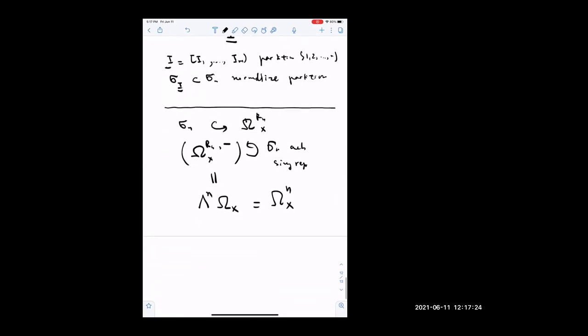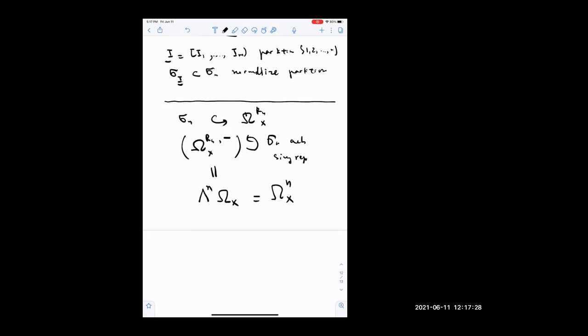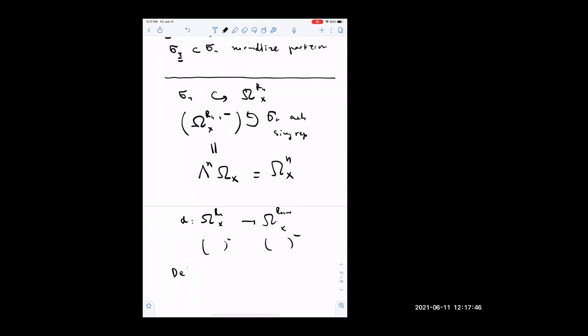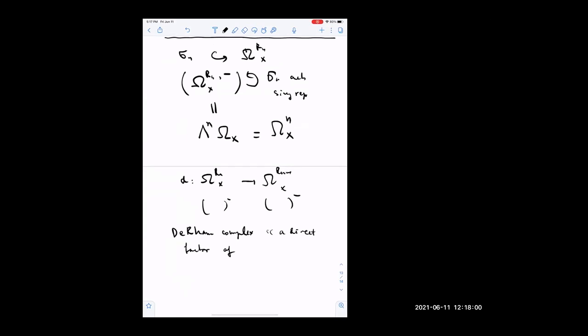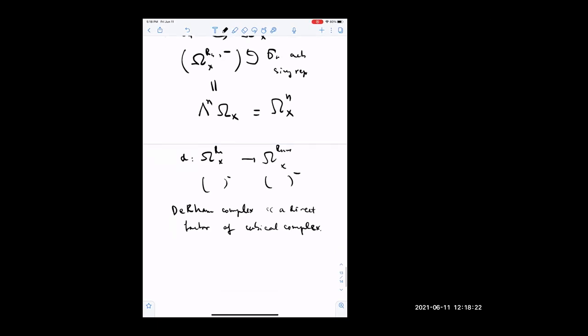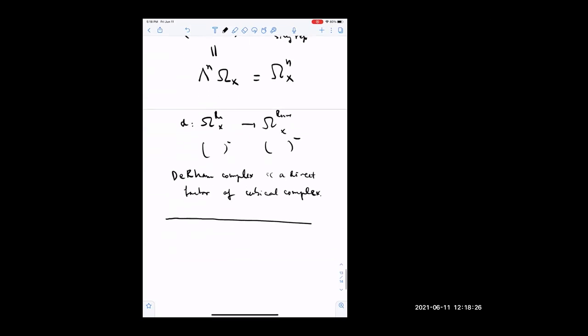And so from this, you can see that the usual, and also you can see that your d from Omega Rn of x to Omega R n plus 1 actually maps the minus part to the minus part. And so the de Rham complex, the usual de Rham complex, is a direct factor of this cubical complex. So I really don't know what this cubical complex is, but at least one part is that it contains the de Rham complex, and on the other side it has plenty of symmetric forms. So it seems to start to give you an answer, at least some kind of approach to the question of how to define a differential of symmetric forms.